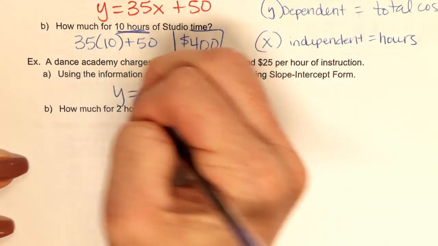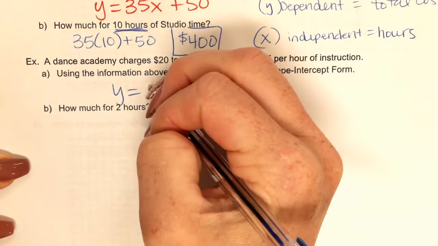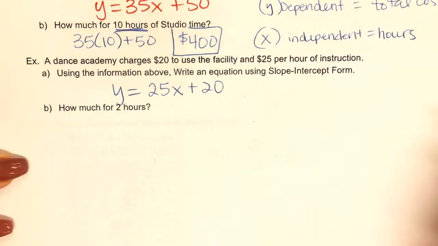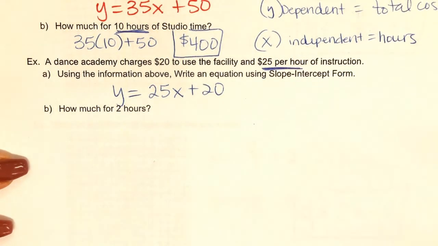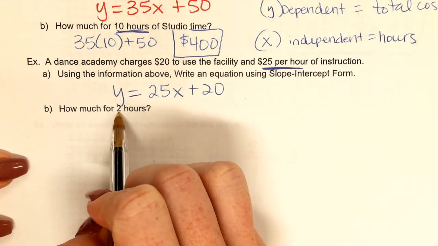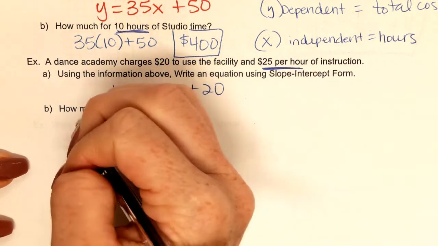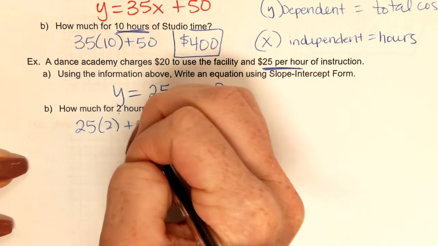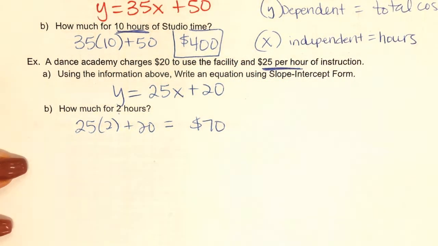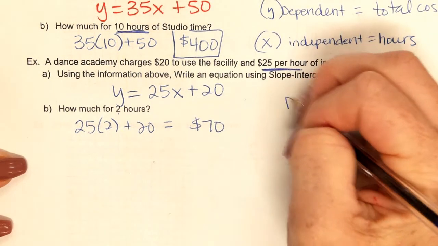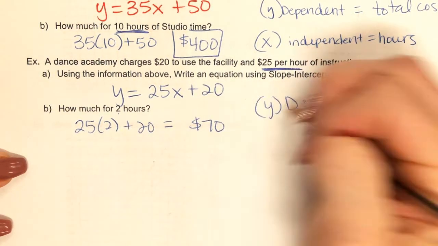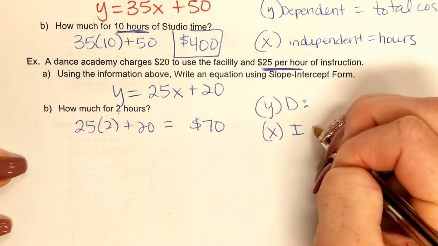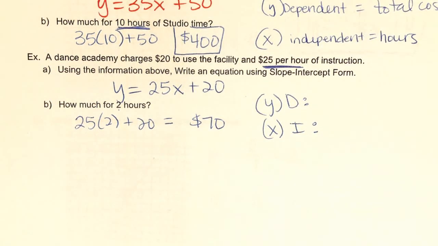What's your equation? Y equals? Why did the 25 get the x? Because it's per hour. All right, what are you going to plug in for 2? X or y? X. So 25 times 2 plus 20, and that is? I want you now to identify the dependent variable. Dependent's always the y, just so y'all know. That's your y. And I want you to identify the independent variable. What's the x? So tell me, what do those represent? Think about it and write it down.